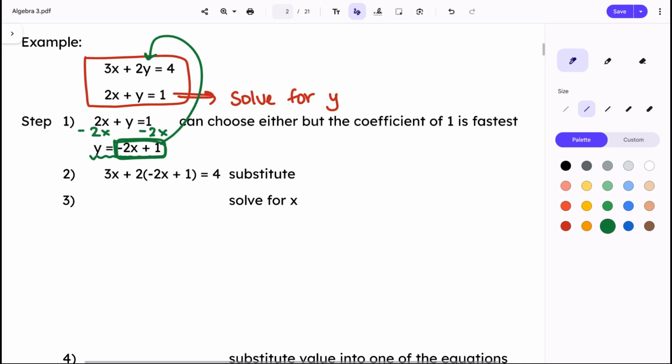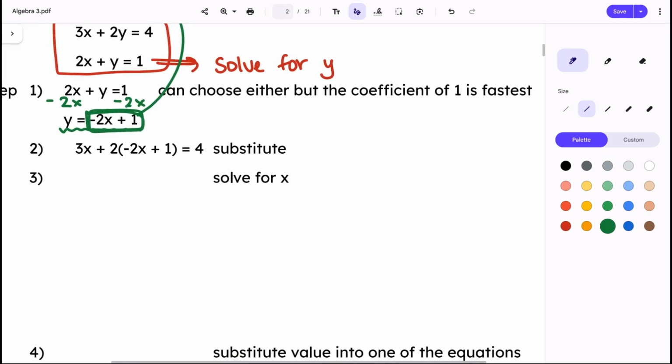So I bring down the 3x plus 2, but instead of writing a y, I'm going to replace it with the negative 2x plus 1, because we solved that for y, so I should be able to plug it in. It represents the same quantity. And now that I look at this, I don't have any y's anymore. I only have x's. It makes it easier for me to solve for x now. So that's what I'm going to do. First thing I should do is probably distribute to get rid of these parentheses. So if I distribute here, what does it say?